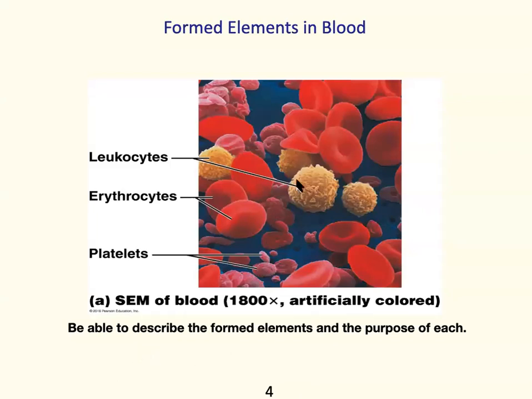Formed elements, once again, means the cellular components of blood. They are made up of leukocytes, also known as white blood cells, erythrocytes, also known as red blood cells, and platelets, also known as thrombocytes. Leuko means white, erythro means red, and thrombo means clot. Because platelets are involved in initiating blood clot formation, they're also called thrombocytes.